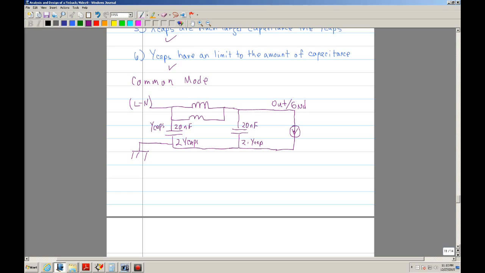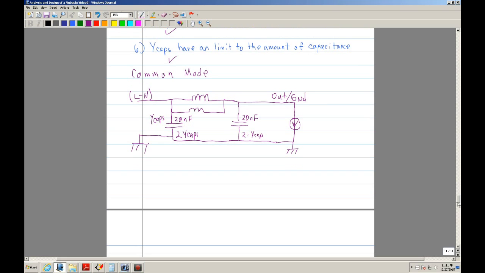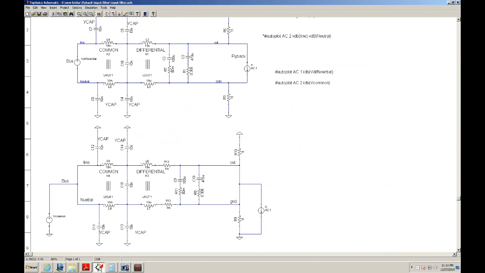So that's that. And this is going to be line and the neutral. And then this is the chassis. So let's go ahead and take a look at the schematic. Here is line and neutral. They're connected together. And my out and my ground are connected together.